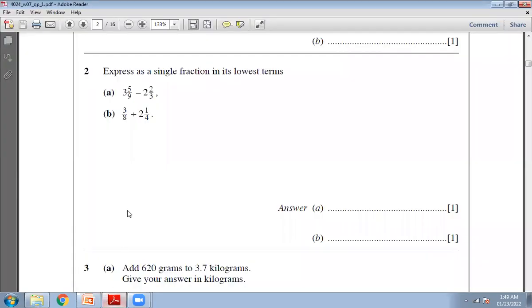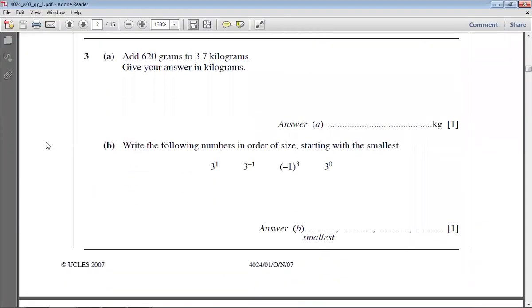Okay, so let's move to the next part. The next question coming up on your screen is question number 3. Add 620 grams to 3.7 kilograms. Give your answer in kilogram.